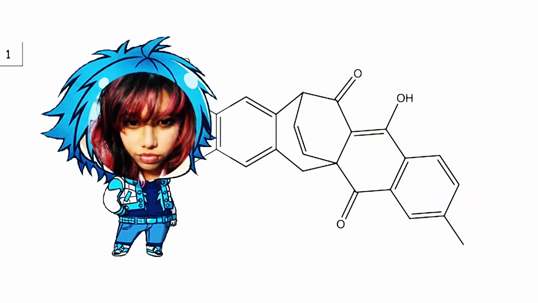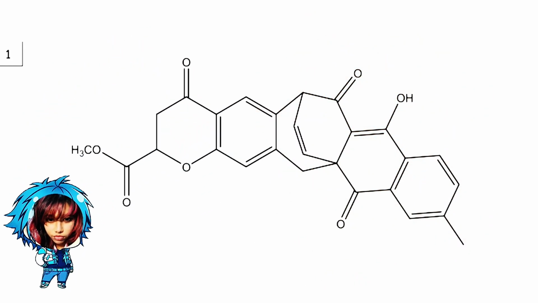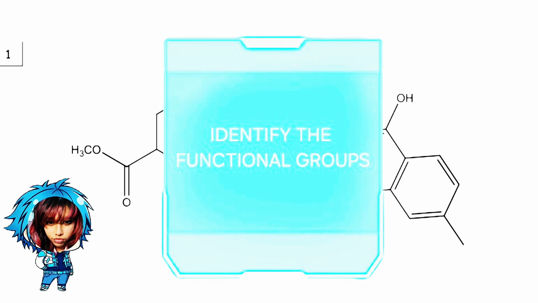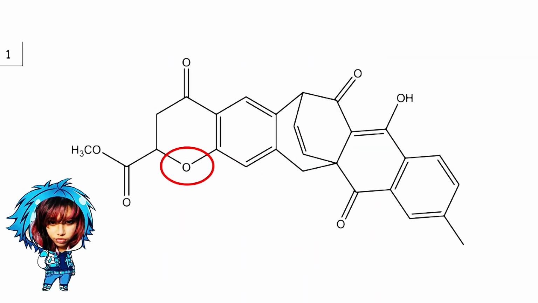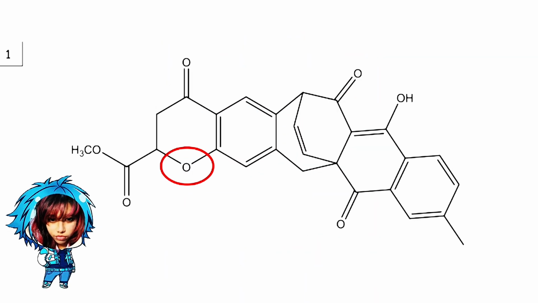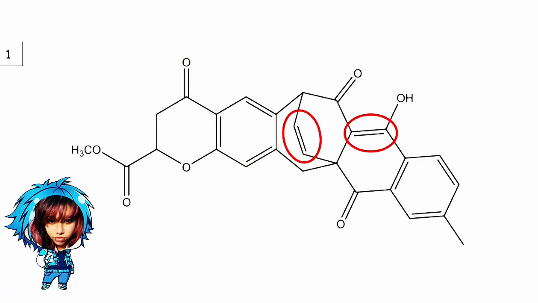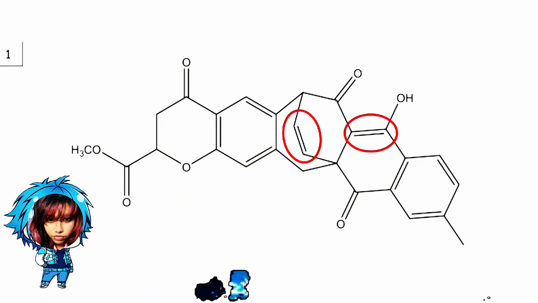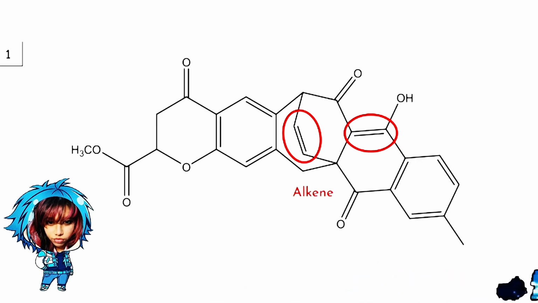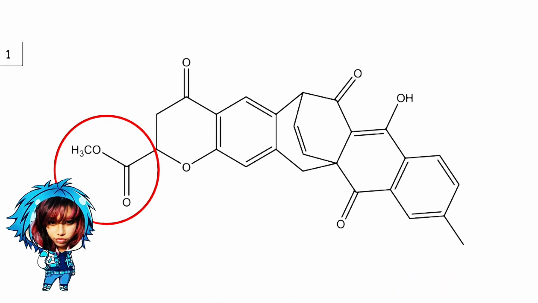From group number 1, and this is our molecule. So let's try and identify the functional groups here. So what could this be? It's an ether. How about this one? It's an alkene.